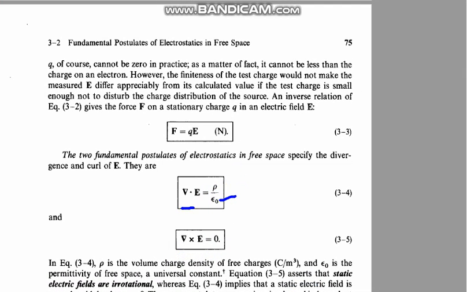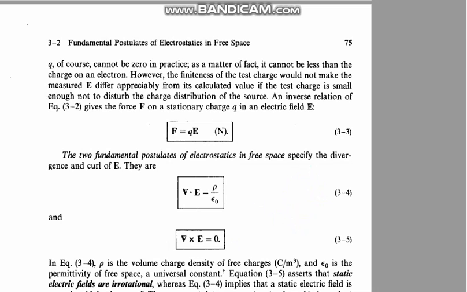What is rotational and what is irrotational? Irrotational means it will not rotate. Rotational means it will rotate. As we know, if it is a vector, it can rotate. If it rotates, then the curl has a value. If the curl is 0, there will be no rotation. The vector is not rotating: irrotational. That means electric fields are irrotational.